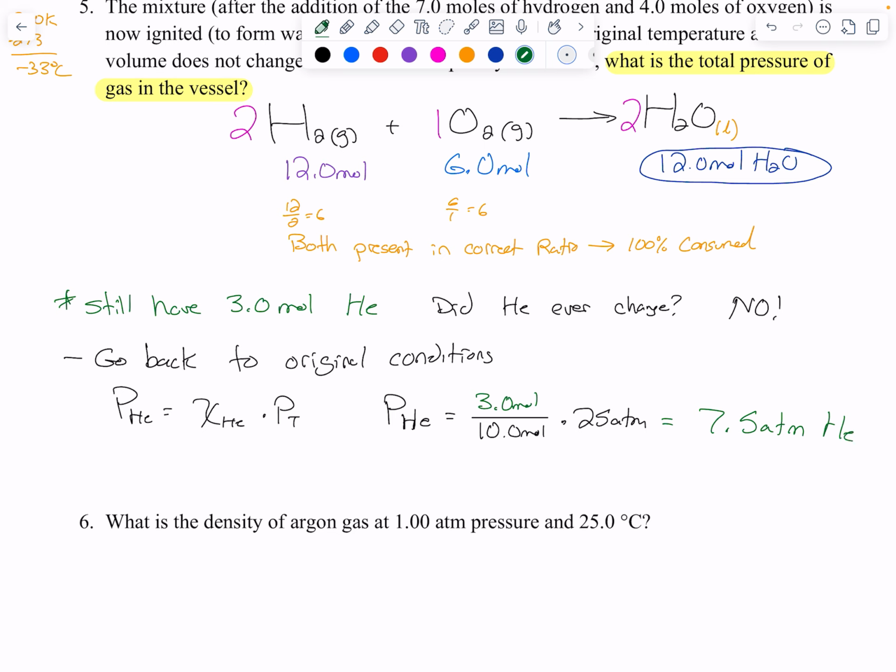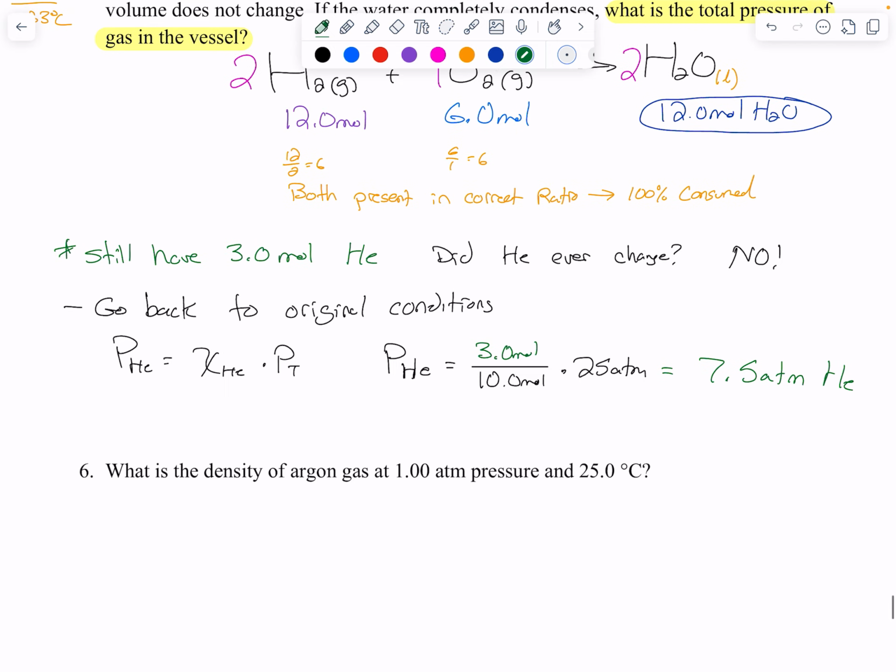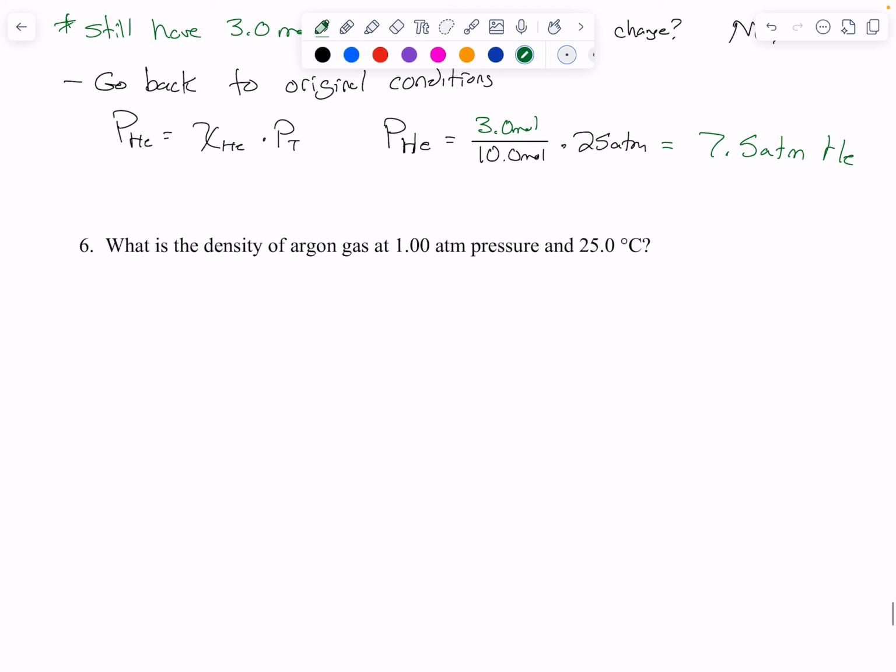So those problems, I like those problems. And that shows you the gas laws and how we can look at their relationships to each other. I kind of like that. All right, next one. What is the density of argon? There's your question. It has 1 atmosphere of pressure, and the temperature is 25 degrees Celsius, which, of course, is plus your 273. That's 298 K.